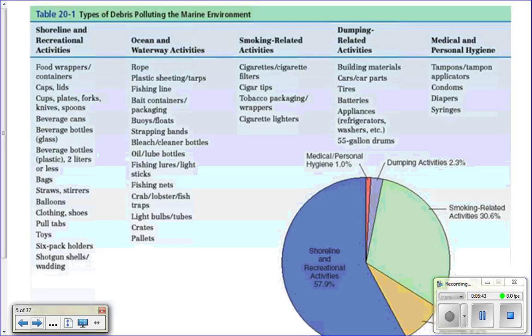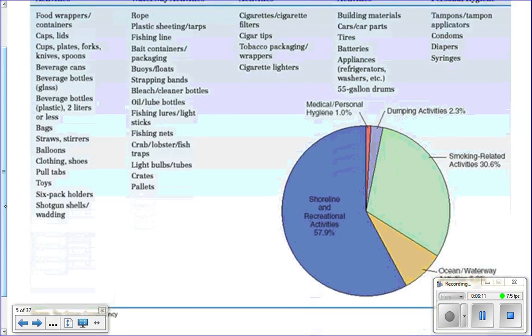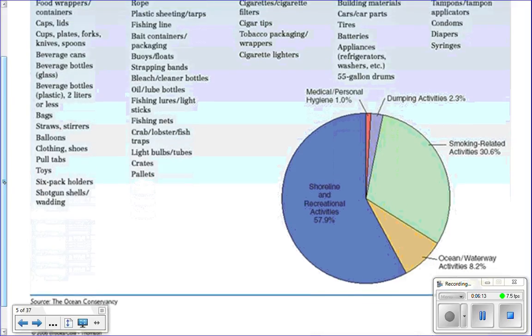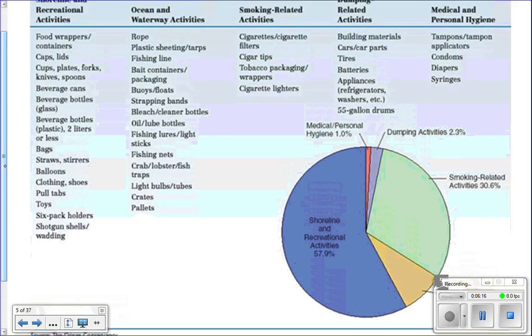About 57.9% were shoreline and recreational activities. That would include things like food wrappers, cans, lids, cups, forks, plates, knives, the plastic stuff, toys, all sorts of stuff. And then about 31% was smoking-related activities, including things like cigarettes and filters and lighters. And then 8.2% is ocean and waterway activities, things like buoys, strapping bands, rope, fishing line, all sorts of stuff.